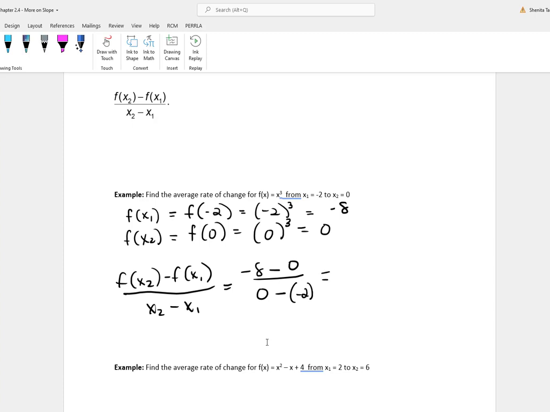Oh, wait a minute, I think I switched them. Hold on. I switched these two, sorry. This should be 0 minus a negative 8. Sorry about that. So I get 8 over 2, which is 4.